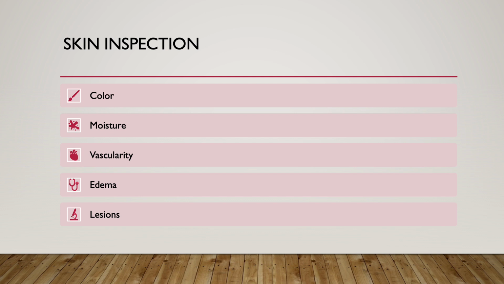Normally the skin is without lesions, but a lesion could be a bruise, a mole, a skin tear, a pressure ulcer, or an insect bite. Lesion just means something that shouldn't be there is present on the skin.